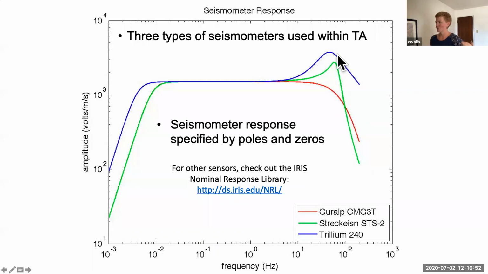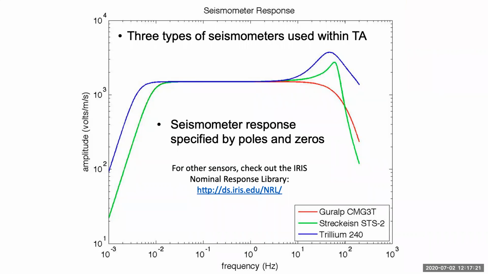So I could sample this Trillium 240 at 200 samples per second. That wouldn't be very useful if you're trying to look only at long period signals. If you're trying to find a signal that has a period of 200 seconds, you don't need 200 samples per second data. You only need 1 sample per second data. But there are folks who might be interested in using that station for higher frequency applications, and that's why we put out channels with different sample rates.